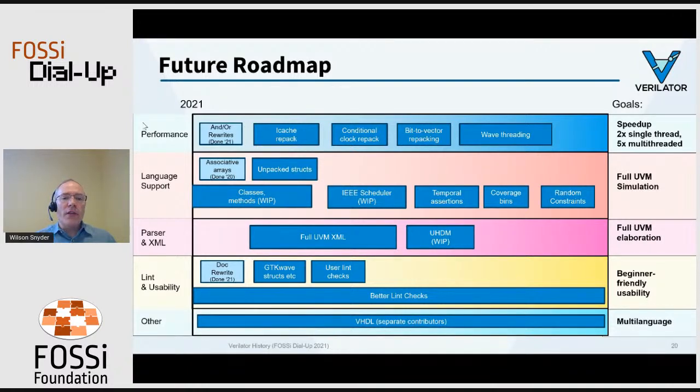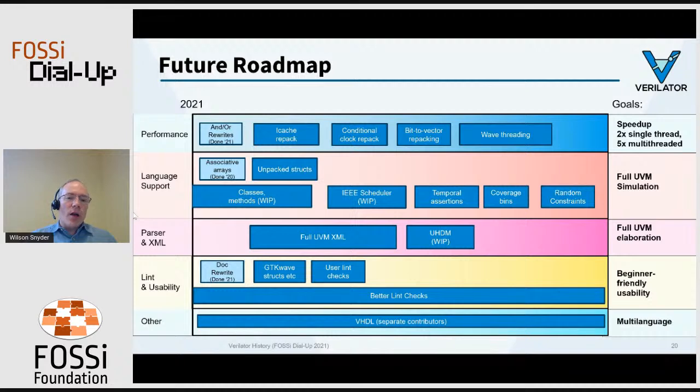There's some work in progress for the IEEE scheduler, so we can support the scheduling necessary for UVM. And then longer term, there's a bunch of work we'd like to do on supporting more assertions and more coverage and random constraints and all that. Basically the goal is to be able to use full UVM simulation. It's always a year off, but in a year or two, you should be able to do full UVM simulation, assuming people are willing to continue to contribute the time to make those features.